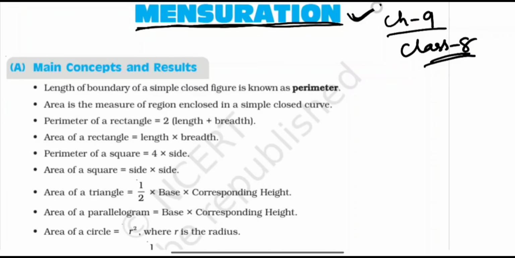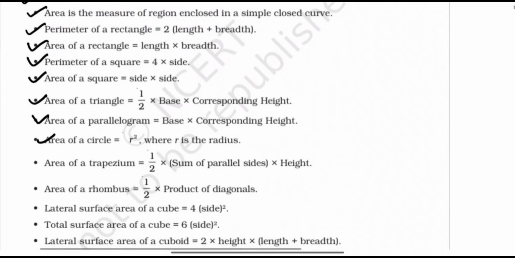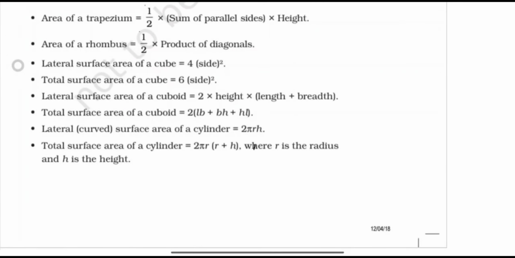which is mensuration. So before going into the questions, we must discuss what the main concepts of this chapter are, and what the results are. Basically, we must be discussing the formulas. Several formulae are given here: area of certain geometrical figures as well as the perimeter.